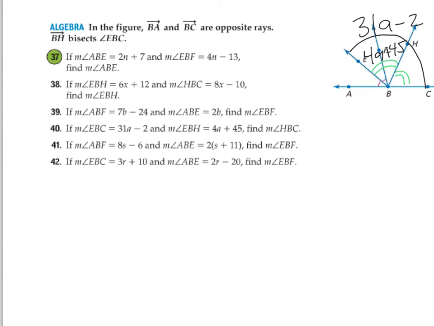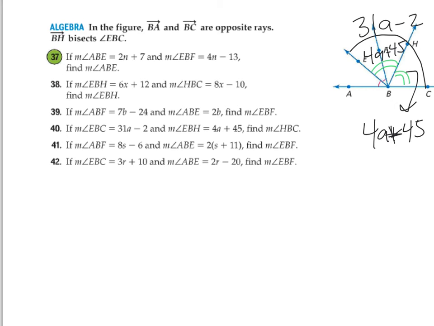So let's see, I think I'm going to do this. This is a 4A plus 45 degree angle, all right? And then the equation that we would write, this 31A minus 2 is the sum of its parts, so you would write 4A plus 45 plus 4A plus 45 equals 31A minus 2. Solve that for A and then plug it back in to answer the question.